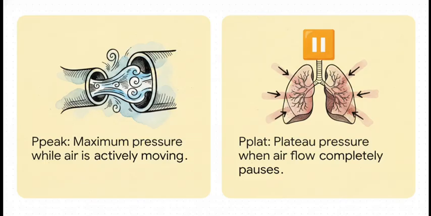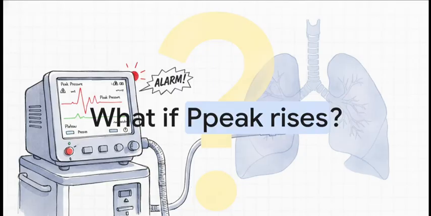Now, plateau pressure, or P-plat, is an entirely different beast. You measure this by applying an inspiratory hold. The air stops moving completely. Because there is zero flow, plateau pressure strips away all that airway resistance and purely reflects the elastic pressure, or the stiffness, of the lung and chest wall itself. It's moving air versus paused air, resistance versus elasticity. Understanding that distinction allows us to act like clinical detectives.